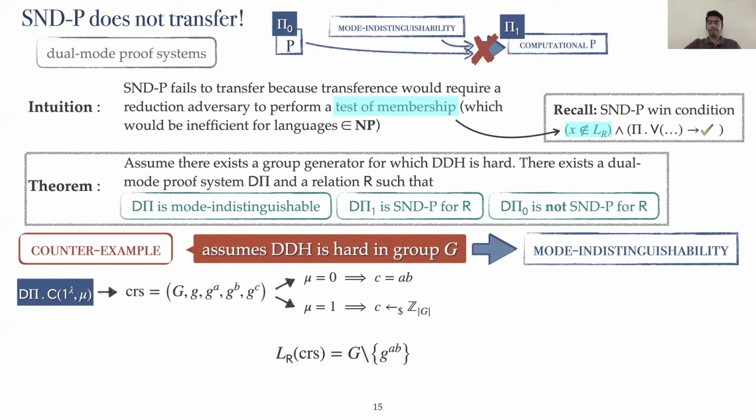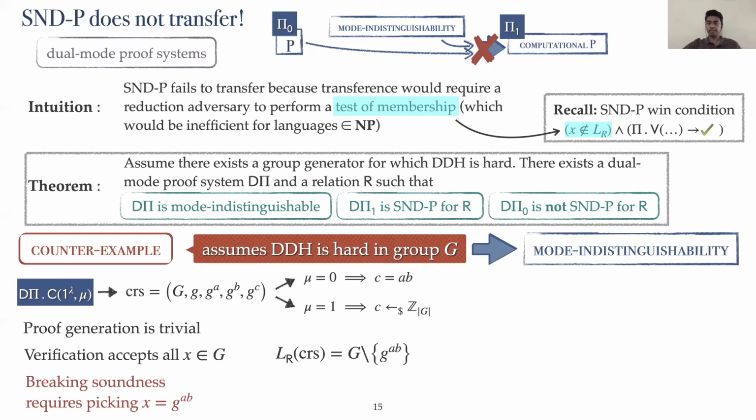Further, we define the relation in such a way that the language consists of all group elements except g raised to ab. The proof generation algorithm we construct is trivial, while the verification algorithm we construct verifies all statements X in the group and returns true for all these statements. As a result, in order to break soundness, the adversary needs only to pick x equals g raised to ab.